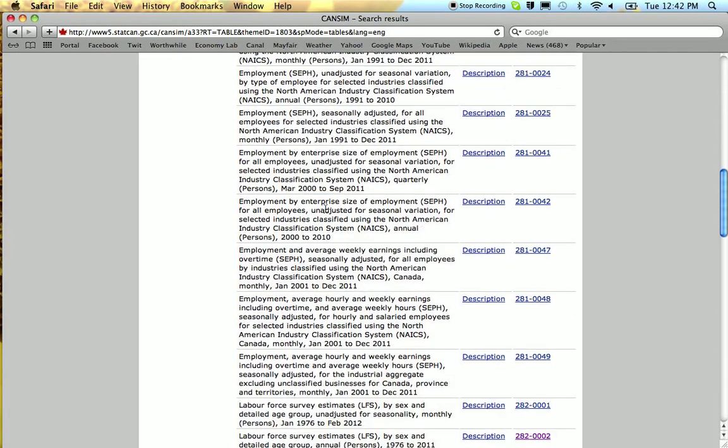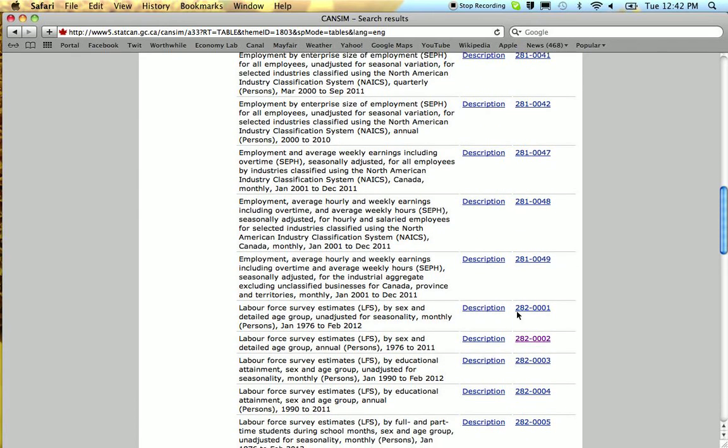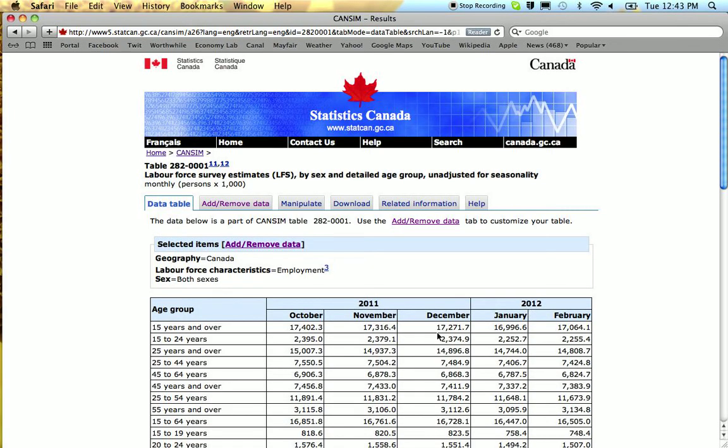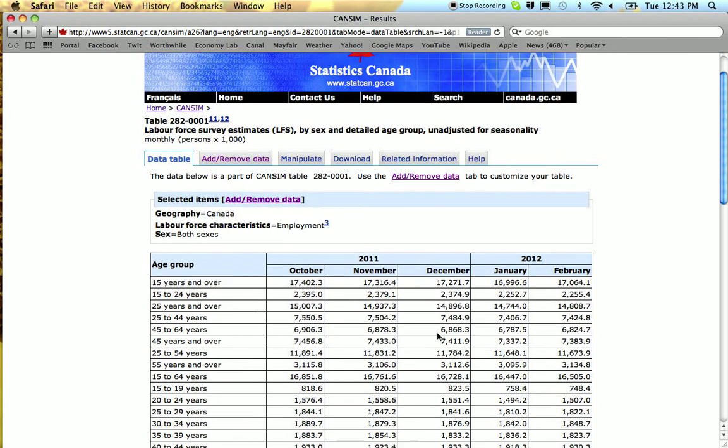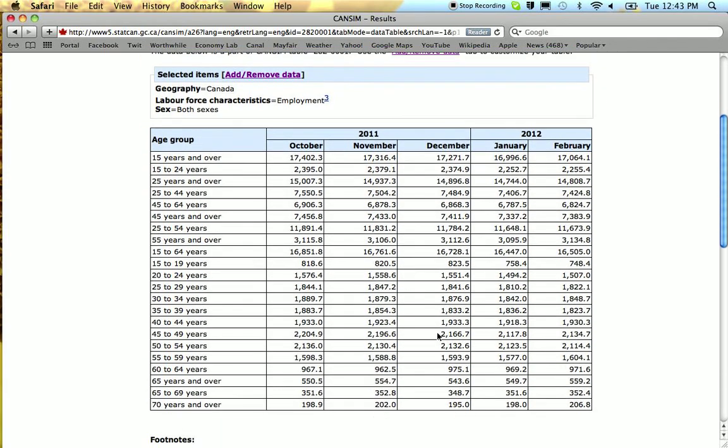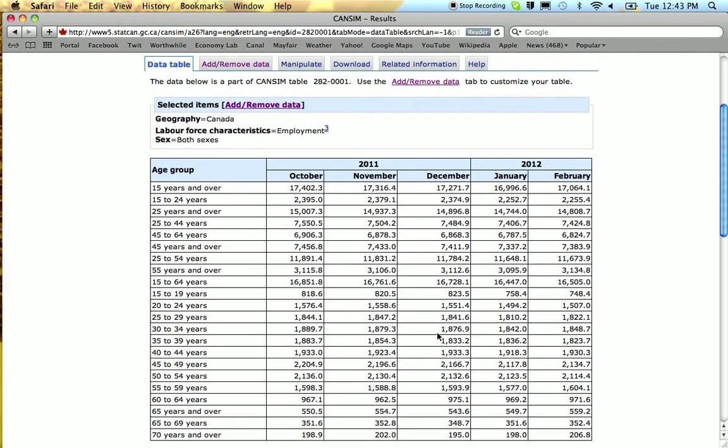The tables that you really need are the 282 tables. Okay, 282 is monthly, 282.0001 is monthly, 0002 is annual. Okay, now suppose all you want is just the latest numbers, then you can click here on the monthly data. It gives you the monthly employment rates by age group.